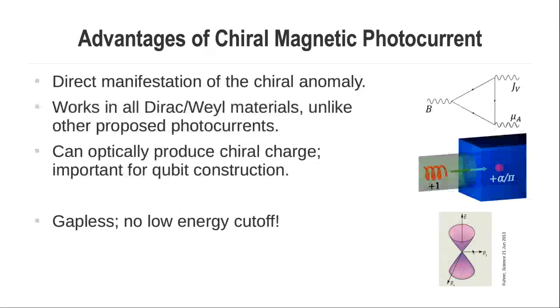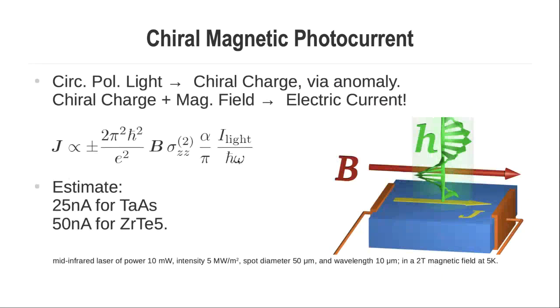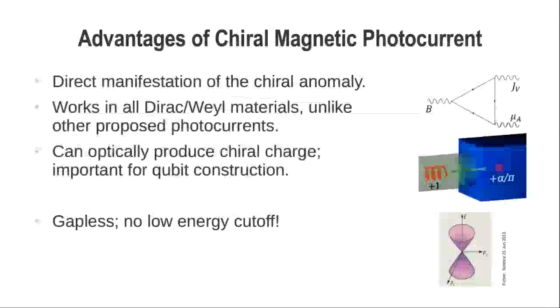Weyl fermions do not have a gap in their spectrum. So typically, this expression I showed you here for the current, I can keep using lower and lower frequencies. There's no lower cutoff. Most phenomena will have some cutoff based on the Fermi level or the gap that is there in the system. But the fact that they are gapless and do not have a low energy cutoff is also a big advantage in quantum computing. I'll come to that next.